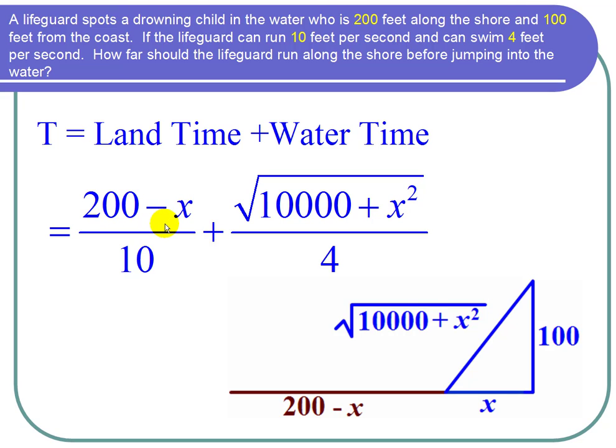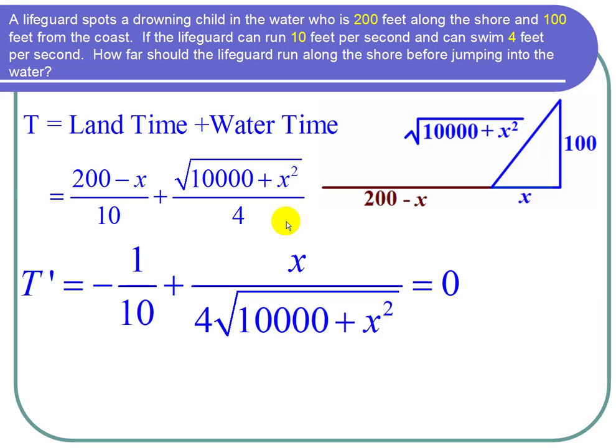So to take the derivative of the square root of (10,000 plus x squared) over 4, the over 4 stays there. The derivative of x squared, the inside, is 2x, and the derivative of a square root is going to be 1/2 divided by the square root. The 1/2 and the 2 from the 2x cancel, and I'm left with x over 4 times the square root of 10,000 plus x squared, and I set that equal to 0.